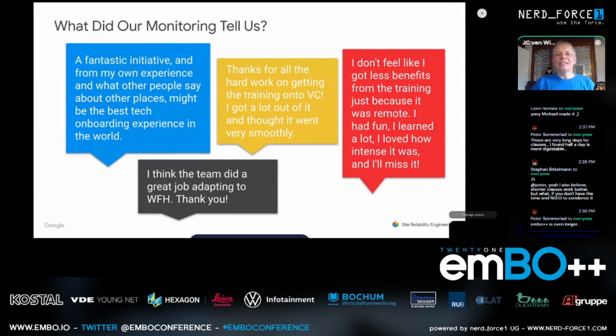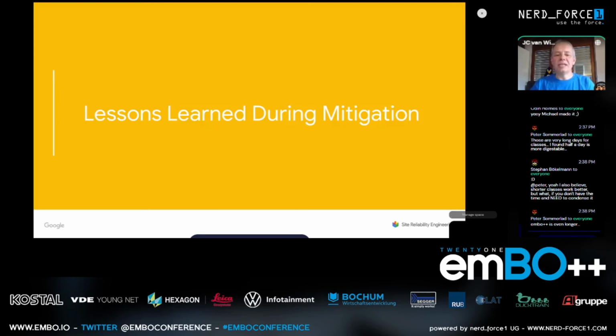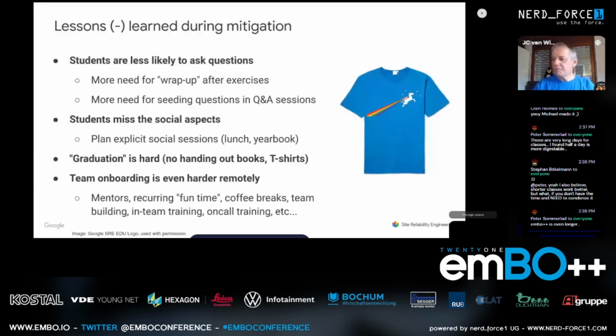So what are lessons that we learned during the mitigation? Well, students are less likely to ask questions, which means that we had need for more wrap-up sessions. Wrap-up sessions where people are encouraged to ask questions, or where the moderator of that session throws some softball questions to the experts that are in the room, and hope to get a discussion going, and in that way have the students ask questions.